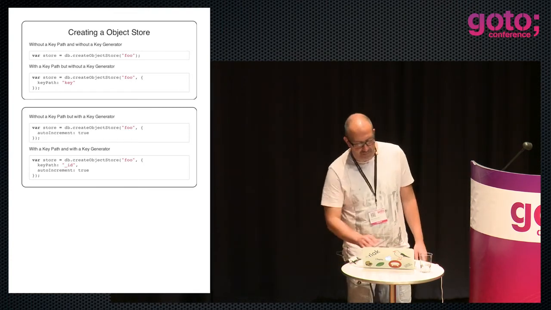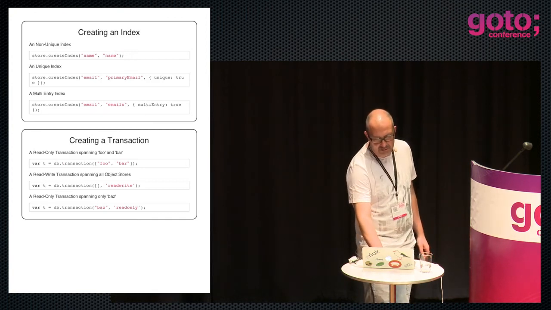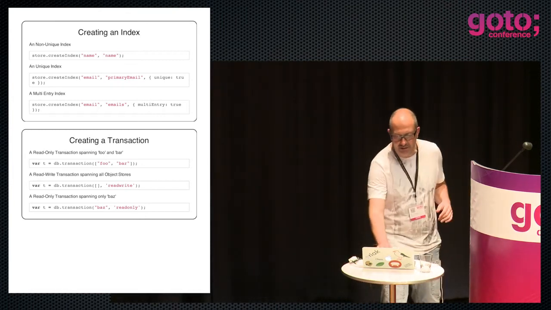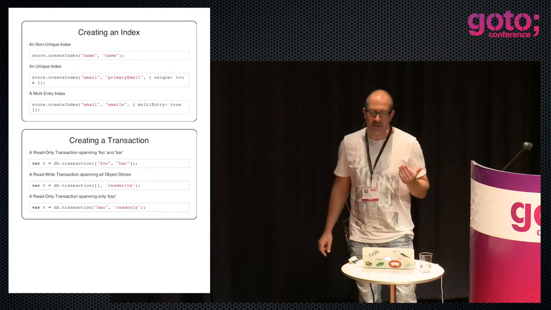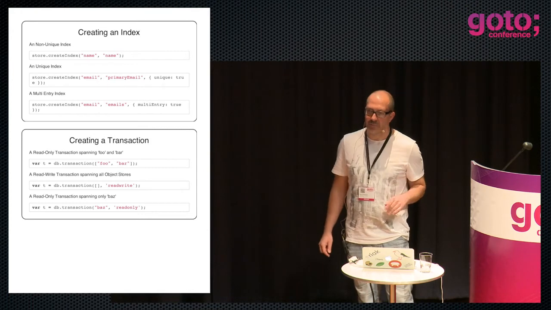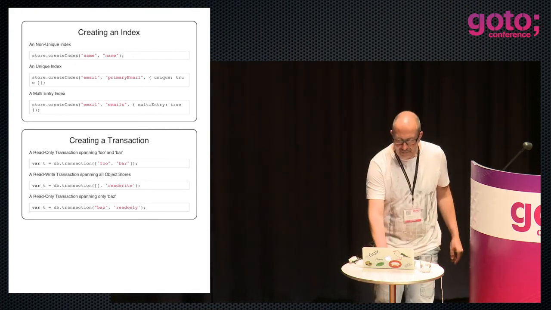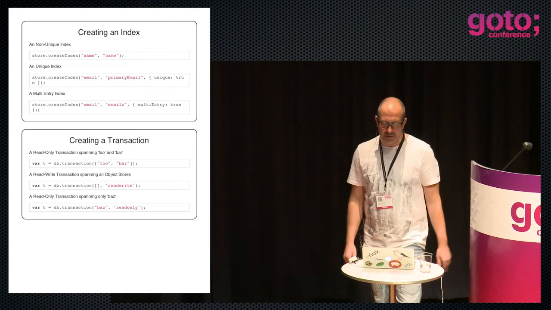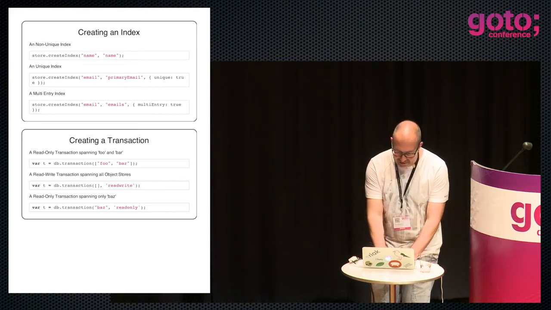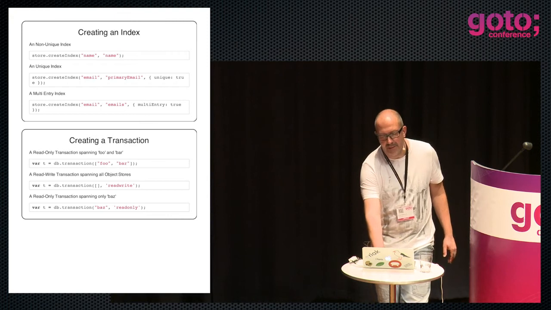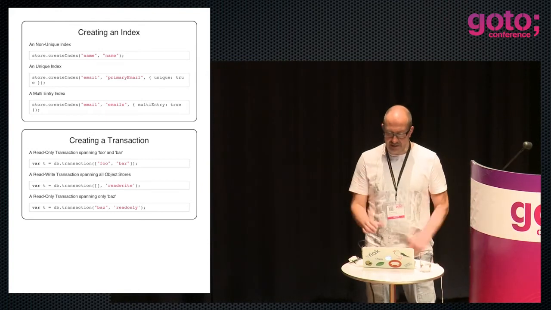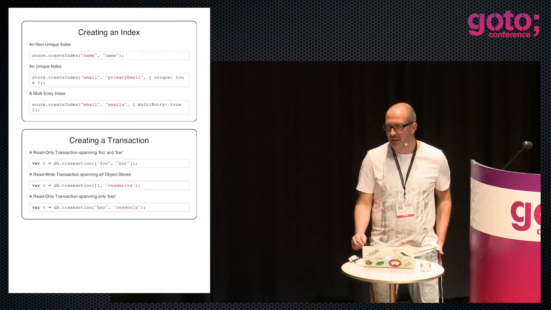We can make indexes, and an index has a name and a property. That means that we are making an index here called name, and we are picking out the property name on our objects and storing that in the index. We can tell it to be unique, then we can only have one value per index. And we can tell it to be multiEntry true. That means that the property here, emails, is an array of emails. For each of these, there will be an entry in the email index.